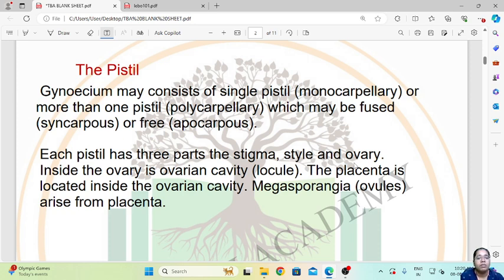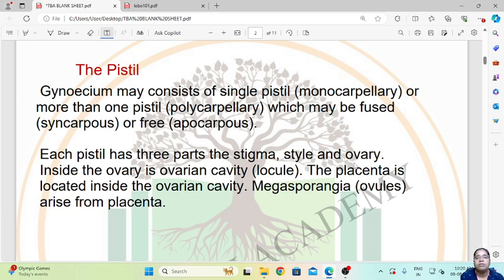We all know that the pistil consists of three parts, that is stigma, style and the ovary. If the flower consists of only one single pistil, then it is called monocarpellary. If the flower has more than one pistil, then it is called polycarpellary. If the pistils are fused, then it is called syncarpous, and if the pistils are free, then it is called apocarpous.